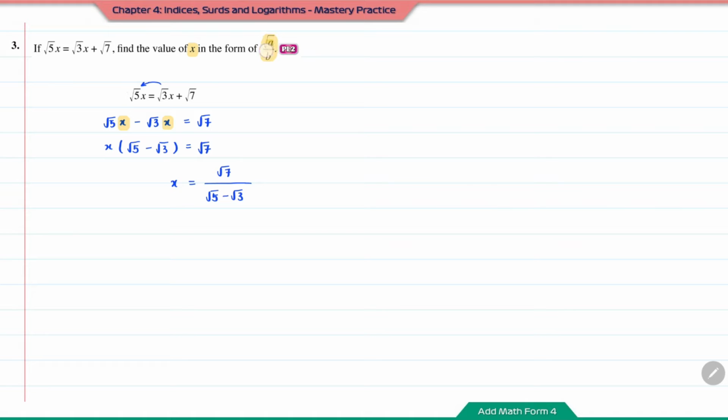So here we want to write the answer in the form of square root of a over b. The b is just a number. Therefore, here we need to rationalize the denominator. So here we're going to multiply this using the conjugate surd. So the conjugate surd, you just look at the denominator here, which is square root of 5 minus square root of 3. Therefore, the conjugate surd is going to be square root of 5 plus square root of 3.